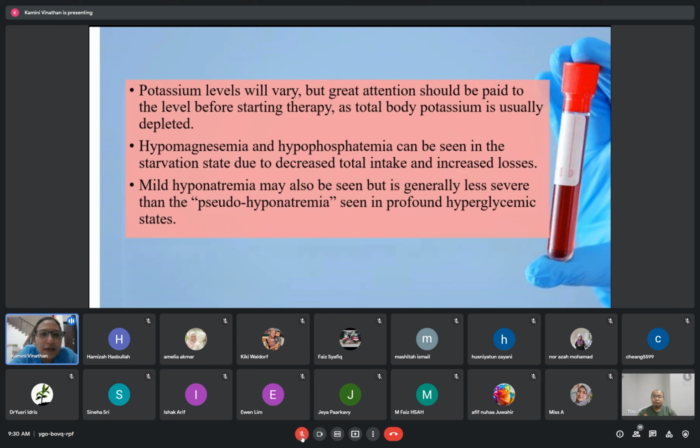Potassium level will vary but great attention should be paid to the level before starting therapy, as total body potassium depletion can be seen in patients with poor intake, and mild hyponatremia may also be seen, compared to pseudo hyponatremia seen in profound hypoglycemic state.